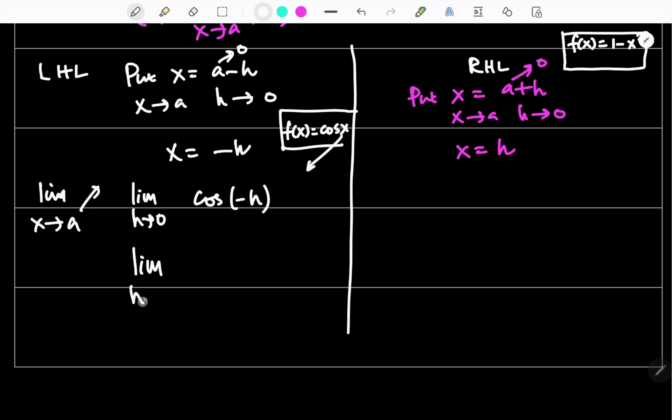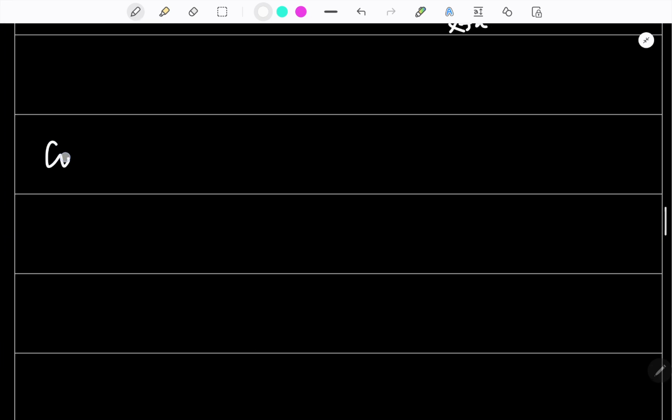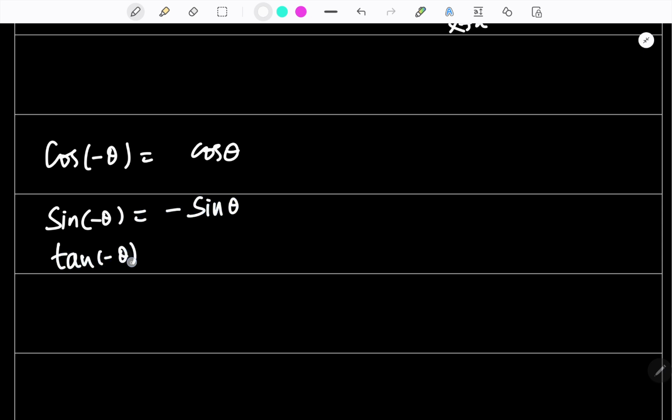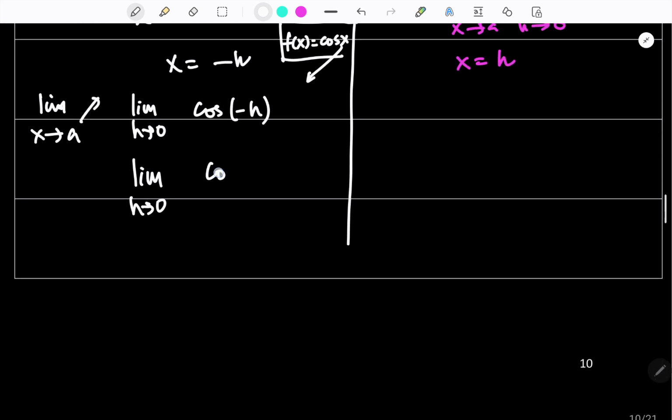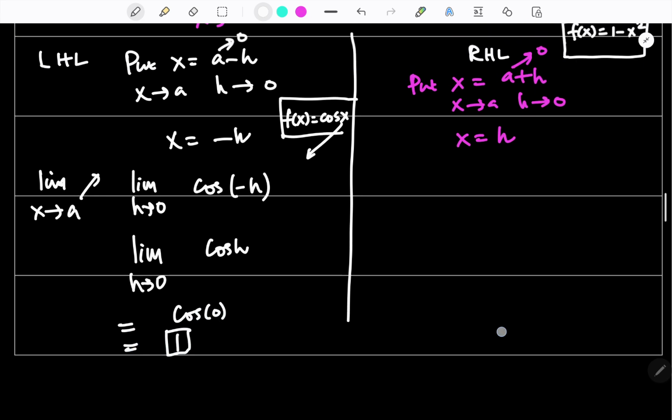So limit h goes to 0, right? What is cos of minus theta? Let me write the formula. Cos of minus theta is equal to cos theta. Sine of minus theta is equal to minus sine theta. Keep in your mind, these are all basic ideas, okay? And tan of minus theta is equal to what? Minus tan theta. So cos of minus theta is cos theta, which is cos h. So when h tends to 0, cosine 0 is equal to 1. So your left hand limit is 1.